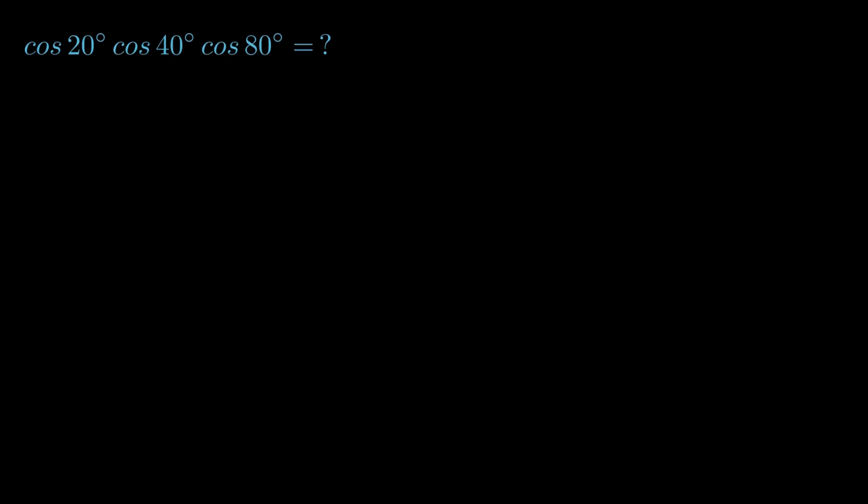How do we find the exact value of cosine of 20 degrees times cosine of 40 degrees times cosine of 80 degrees? It's hard to determine the values of each individual term, but we can find the value of the product of all three terms if we make good use of a trigonometric identity. We will let x equal cosine 20 degrees, cosine 40 degrees, cosine 80 degrees. Our objective is to find the value of x.